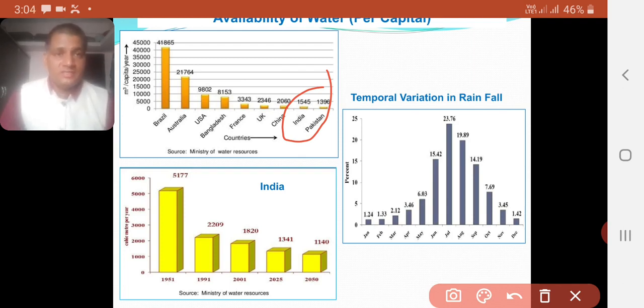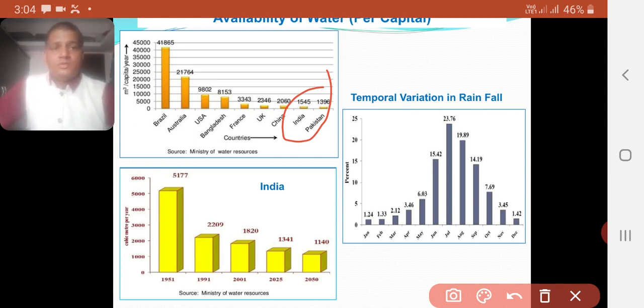Second is Australia, third is USA. So similarly, if you see country by country, we are second last, and the per capita per year availability of water in India is not more than 5,000 cubic meters per capita per year. So this is the report of the Ministry of Water Resources.